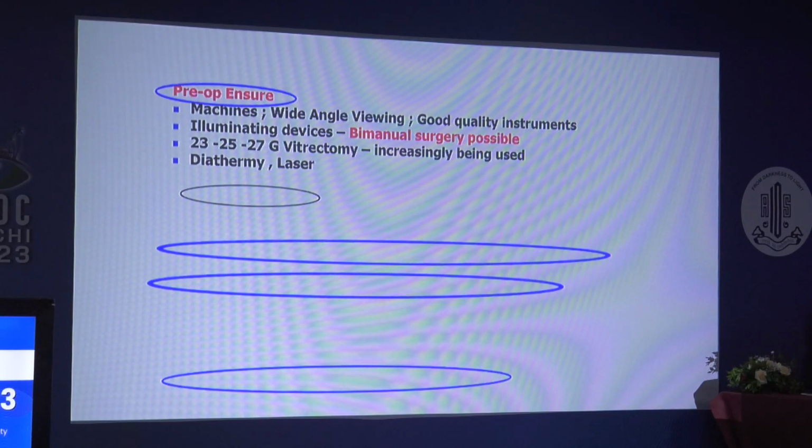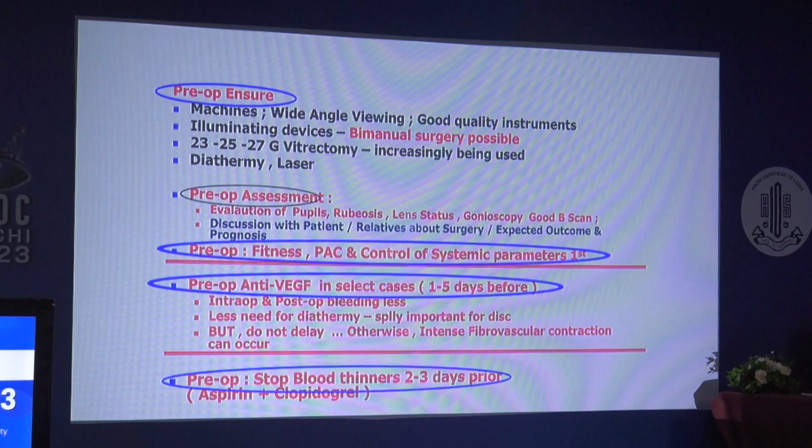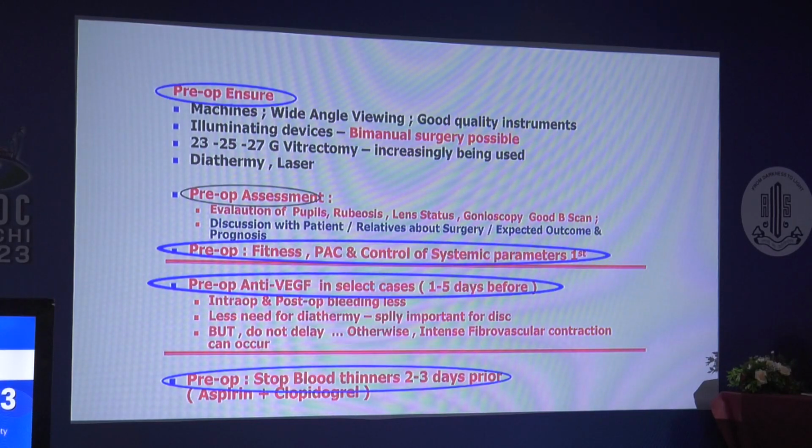So to summarize, in all these complicated patients of PDR who require surgery, pre-op you have to ensure a couple of things. The metabolic control has to be good. Plus also ensure that your diathermy lasers are available, because hemostasis is a very big issue. And you have to assess these patients from the point of view of pupil diameter, rubeosis, lens status, because normally we try to preserve the lens in these patients, and a good B scan. Also fitness and anesthesia consultation should always be done, because anti-VEGFs are required in a lot of these patients, especially with the angry looking proliferations.